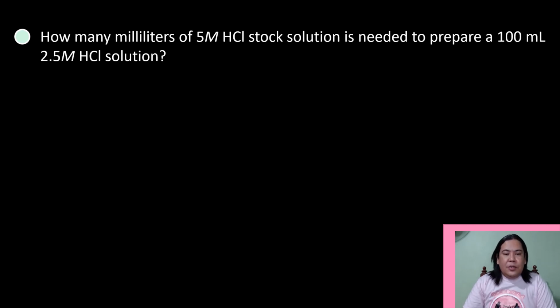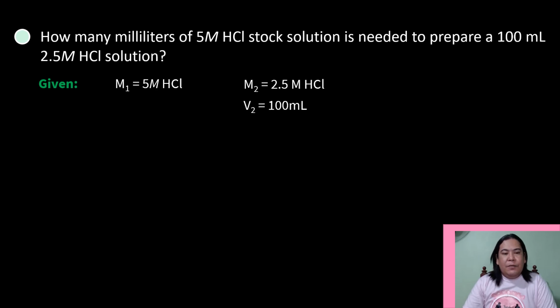Okay, how many milliliters of a 5 molar hydrochloric stock solution is needed to prepare a 100 ml 2.5 molar HCl solution? Okay, so compare natin. Ang pareho dyan is your molarity, so 5 and 2.5. Okay, so your 5 is your initial molar concentration, and your M2 is 2.5, and then your final volume is 100 ml. This time your initial volume is the unknown.